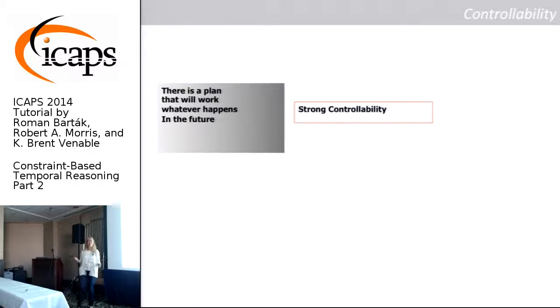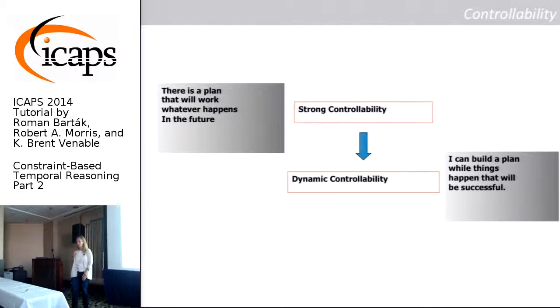So there's an assignment that works for all the possible scenarios in the future. Okay? Dynamic controllability says, okay, let's start playing the game. I execute, nature executes. Okay? And based on what happens in the past, I'm always able to decide whether to execute or not.